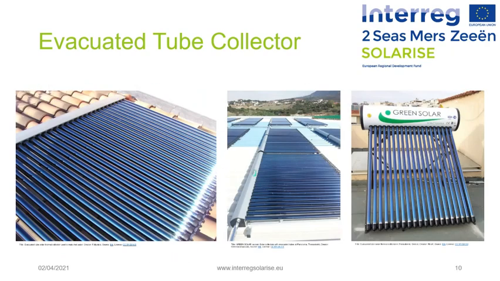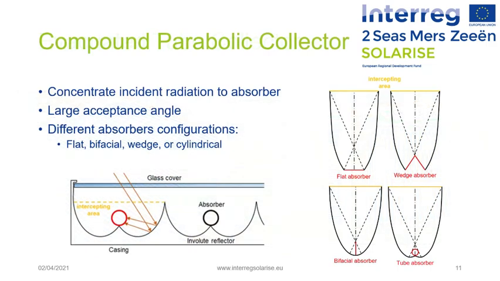Here are some examples of evacuated tube collector modules integrated to the roof on the left, several modules connected together in the middle, or evacuated tube collectors connected directly to a hot water storage tank for hot water application on the right. Compound parabolic collectors are part of the non-tracking solar collectors category.